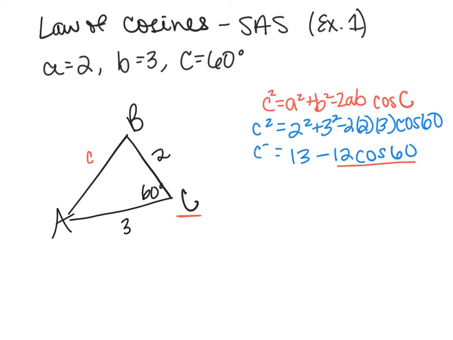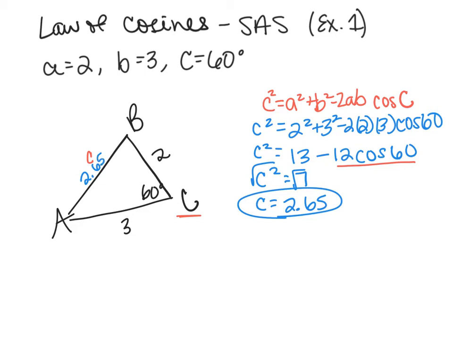We get C squared equals 7. Solve by taking a quick square root, and we get that C equals 2.65. So now we're solving the triangle, so we need to finish finding everything else.